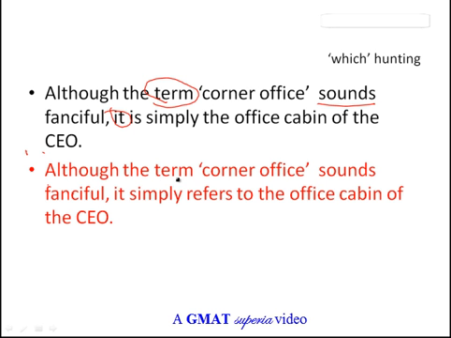A correct construction would be, although the term corner office sounds fanciful, it simply refers to. That means the term refers to. So here it refers to would mean the term refers to. So we are making a different error rectification here. We are using the pronoun it to mean the term. But by changing the construction and introducing a word, it simply refers to, you are naturally referring to the term, referring to the office cabin of the CEO.